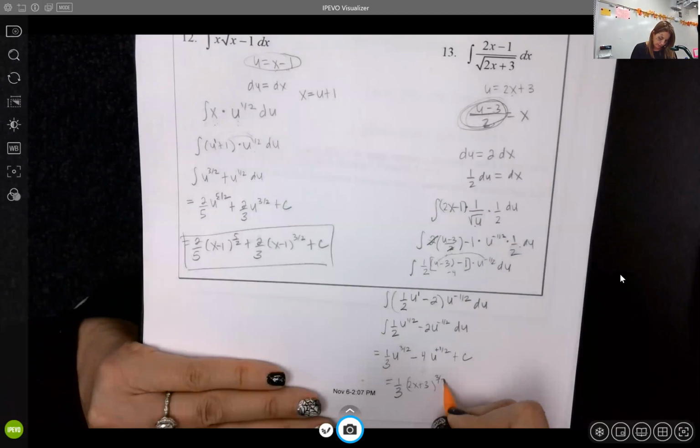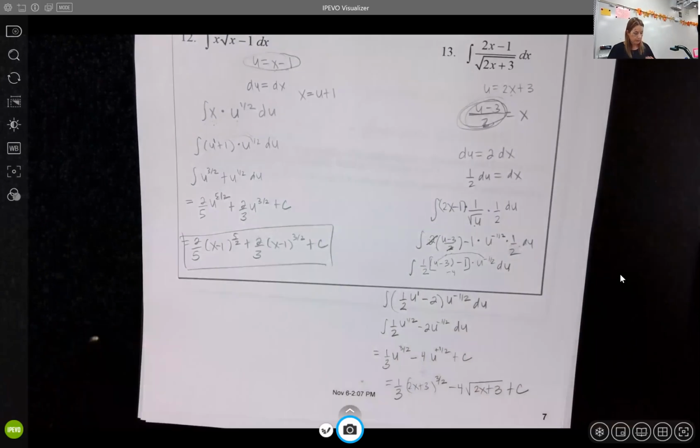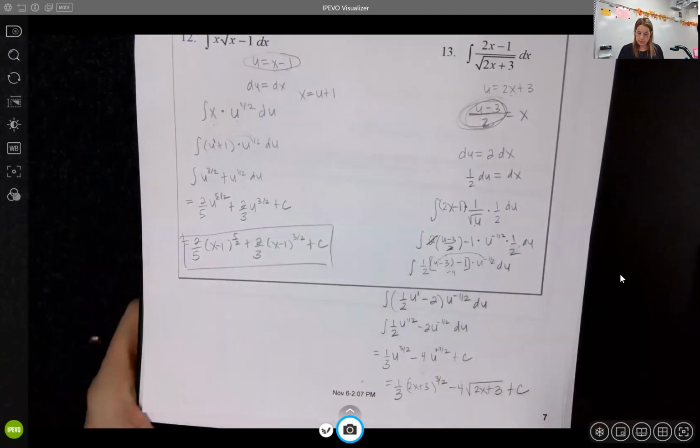Make sure you guys can see my paper. Okay, and you could write it like this, or you could simplify it. Either way is fine.